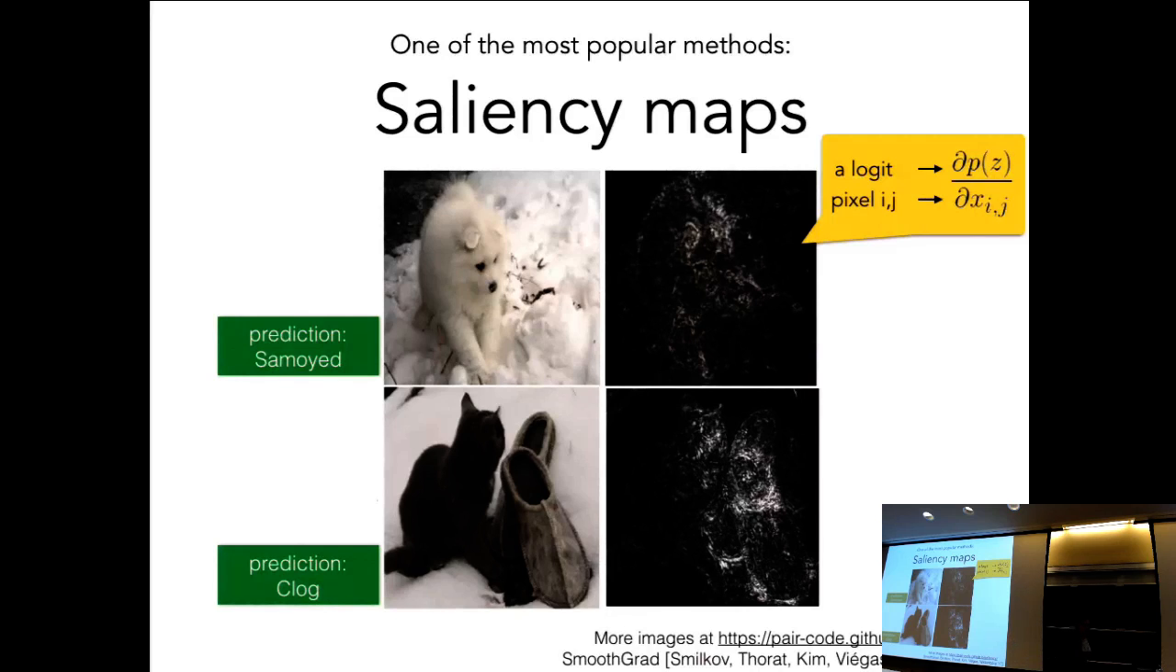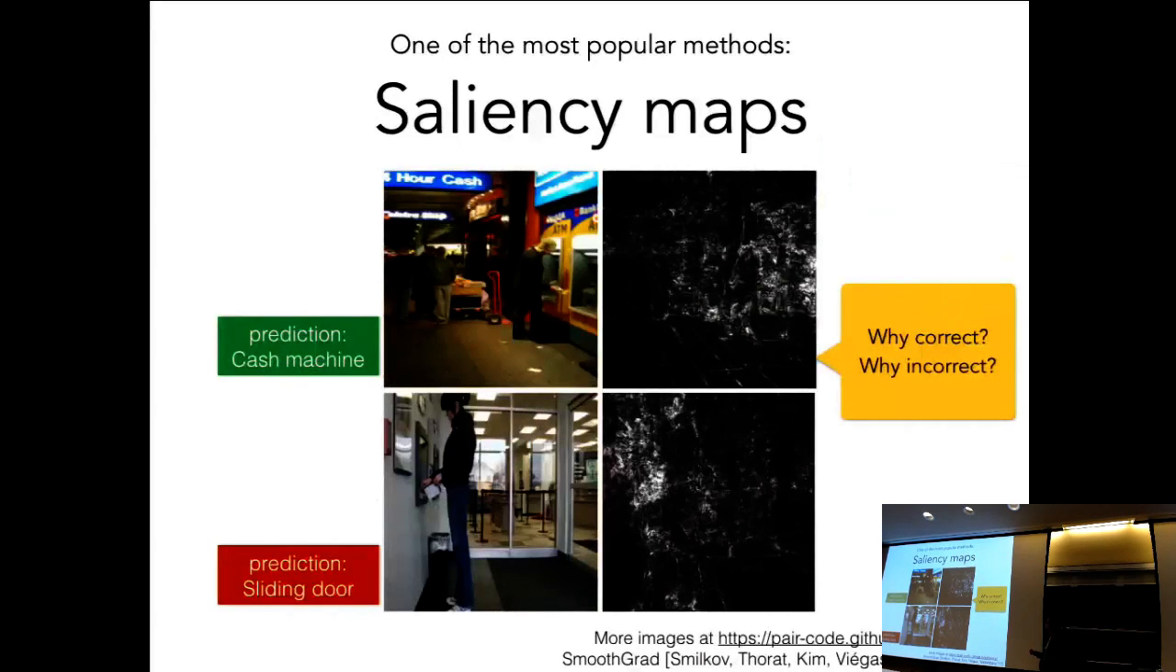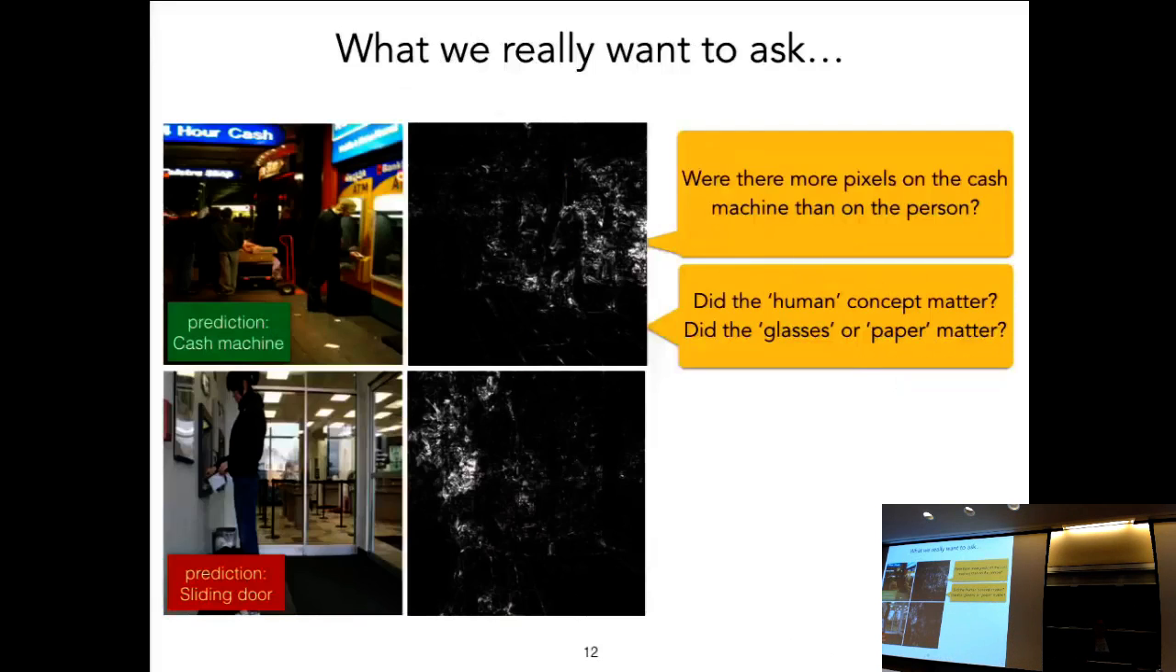Let's look at some more complex examples. Here are two images where the ground truth was cash machine. On the top, there's a right-hand cash machine. The first one was correctly predicted as cash machine. The second one was predicted as sliding door. I want to know why one was correct and the other wasn't. Did it matter that there are some pixels on the human in the top picture? Did it matter that the human was sitting in front of the machine? Did the human concept matter? Or the glasses concept in the bottom picture? Or the fact that this person was holding a piece of paper, did that matter? Yes?